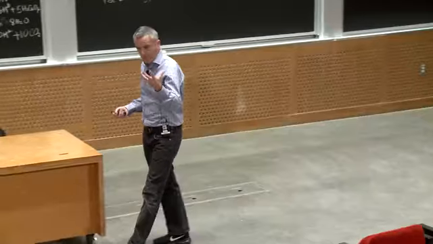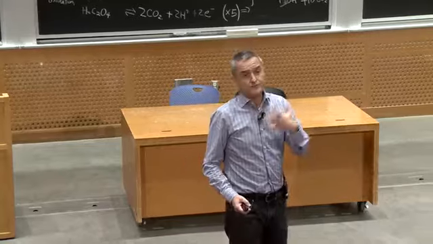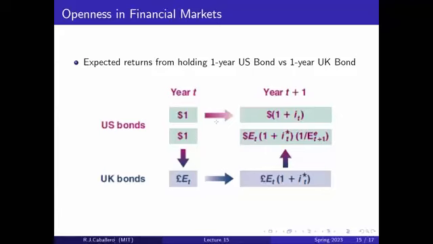I have $1 of wealth that I want to invest, and suppose I want to go the UK bond route. So the first thing I have to do is convert the dollar into pounds today to buy my UK bond, which will be in pounds. Suppose I get 0.8 pounds per dollar, then I can invest 0.8 pounds in UK bonds with my dollar. That will give me 0.8 times (1 plus i star) tomorrow.